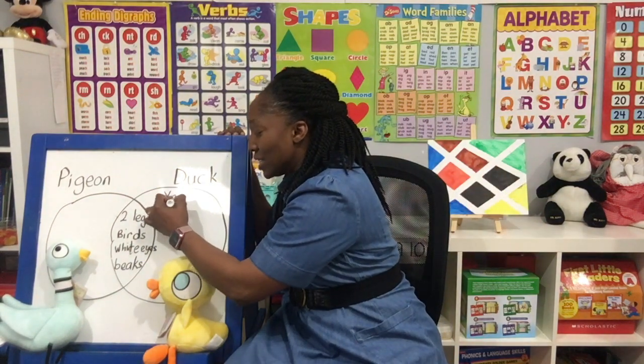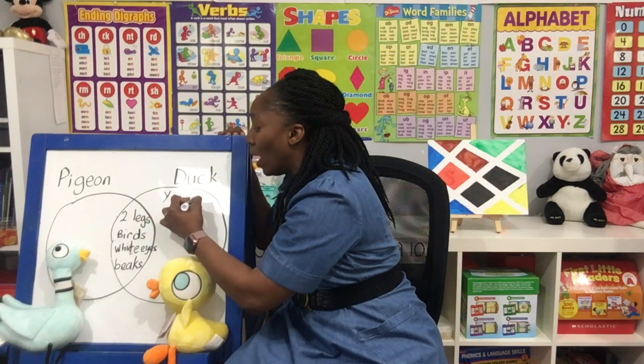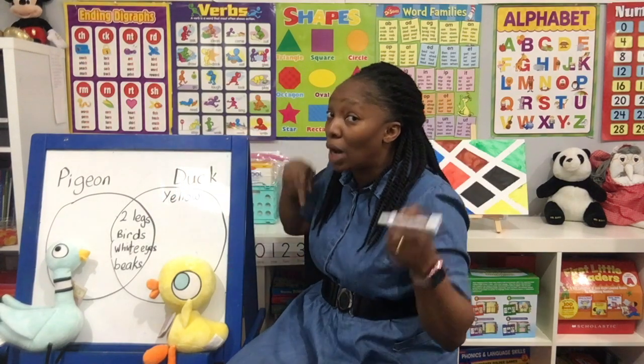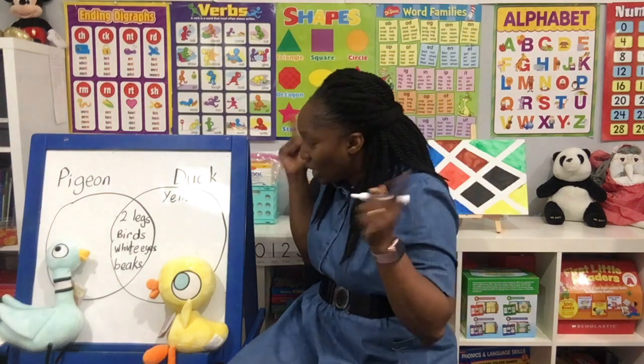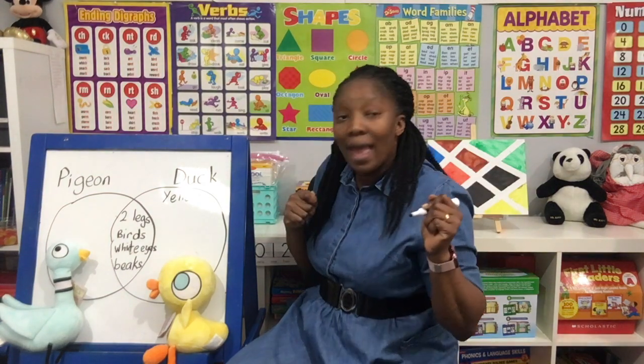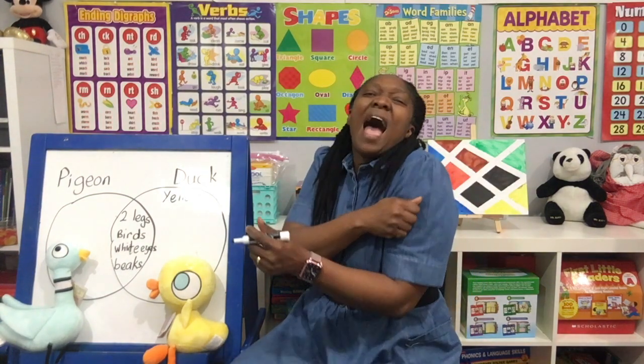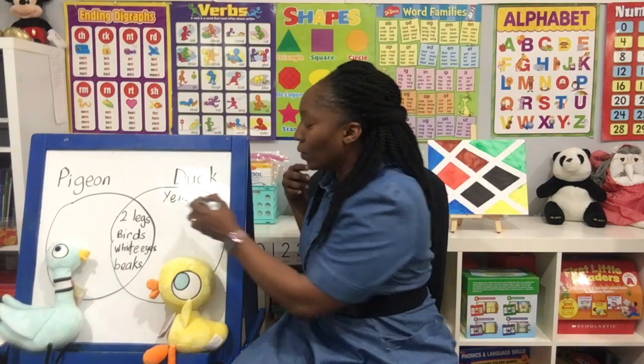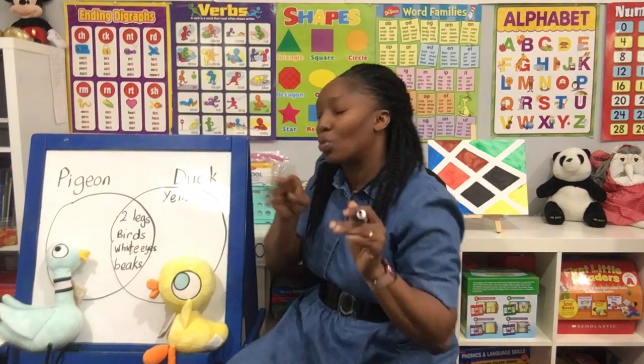Duck is yellow. O-W sometimes makes O. There you go, yellow. And sometimes it makes ow, like in the word cow. O-W. Sometimes we just throw things in there.